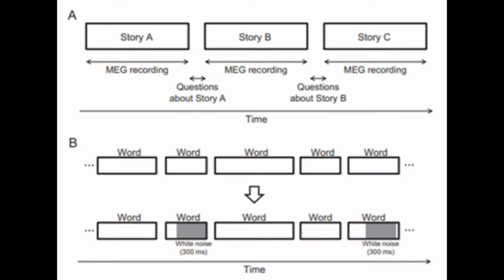Here is a visual interpretation of how a study might look. So in this study, they did story A, they asked questions about story A, did story B, asked questions about story B, and then did story C. And then in part B, it actually shows you what it would look like unmasked, and then what it would look like masked. It doesn't change the duration, and it just does the exact same thing, just putting a small mask over a phoneme.